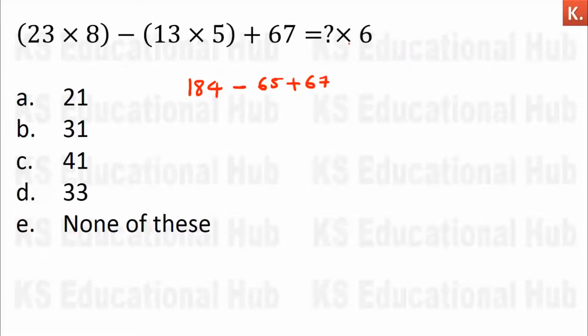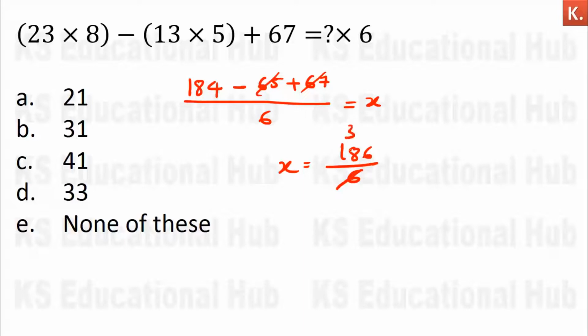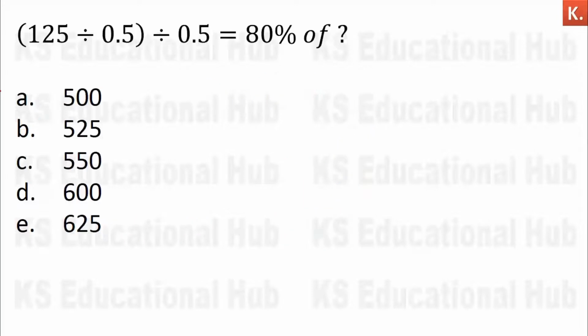If I transfer this into 6 to the other side, that will be going to the denominator, equal to x. So x is equal to, so 65 gets cancelled here. So plus 2 is left out. 184 plus 2 is equal to 186 divided by 6. 6 1 times 6 3 times it is 18. 6 1 time it is 6. So therefore x is equal to 31 has to be the answer. So that is option B here. Clear? Let's check out the next one.